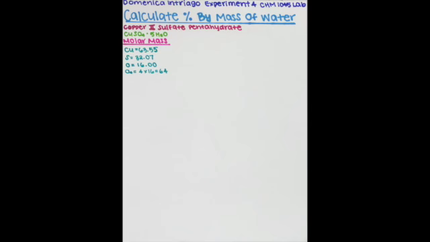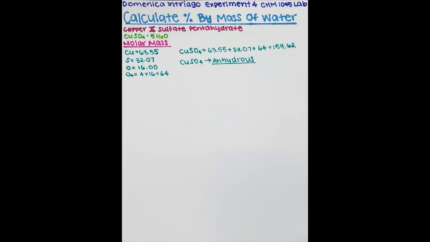In order to get the molar mass of our anhydrous compound, we're going to have to add all those values up, and we're going to get 63.55 plus 32.07 plus 64 is going to equal 159.62, and that is our molar mass for our copper 2 sulfate. Now remember that our copper 2 sulfate is our anhydrous in this compound.